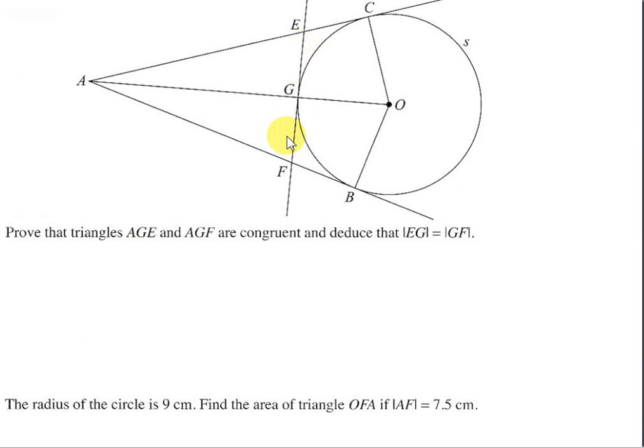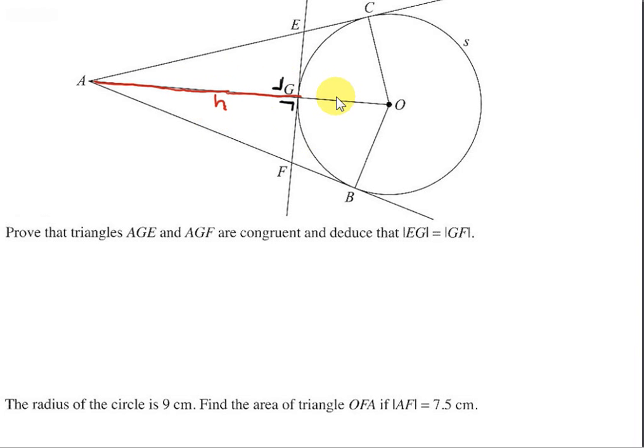Well, G is meant to be the point of contact of this line to the circle. So this line is a tangent, and as we saw earlier, these angles are both 90 degrees. So these two triangles are right angled triangles. You can see that they have a side in common, which I'll call H. This H is of course different from the previous H.